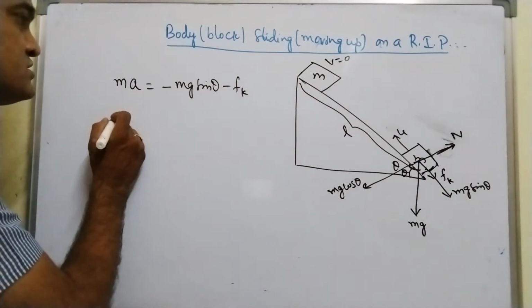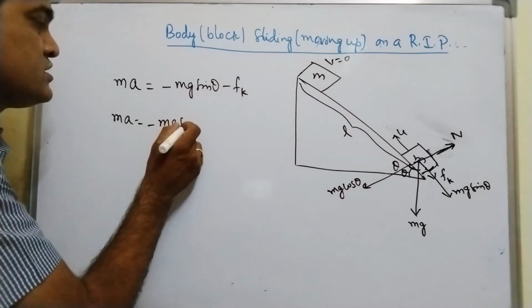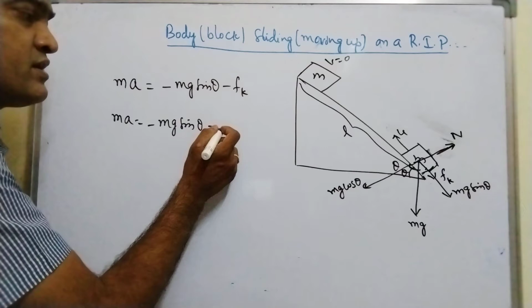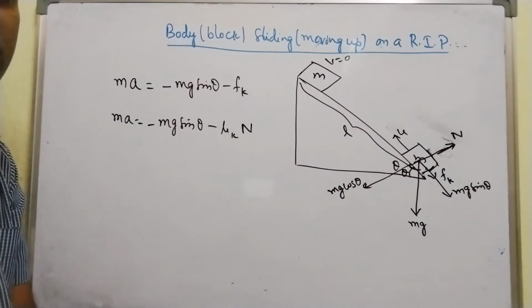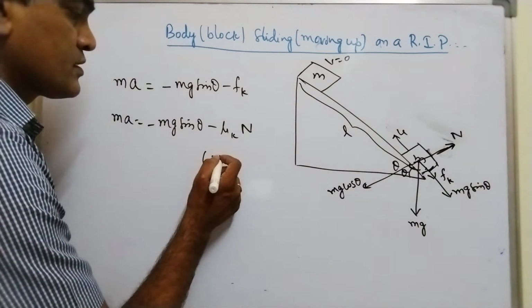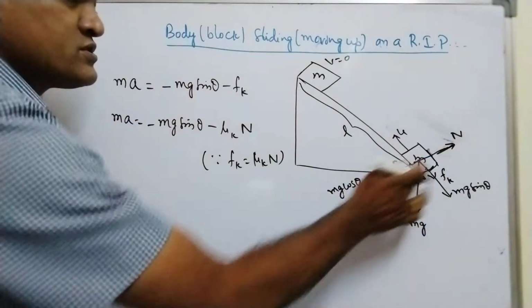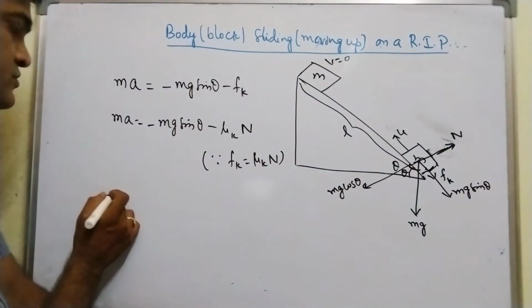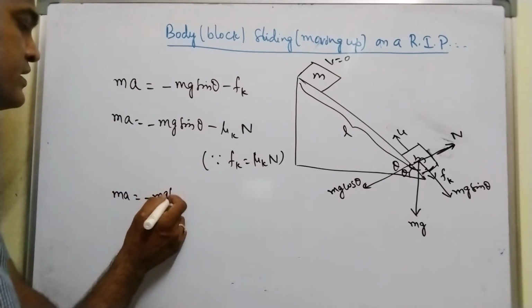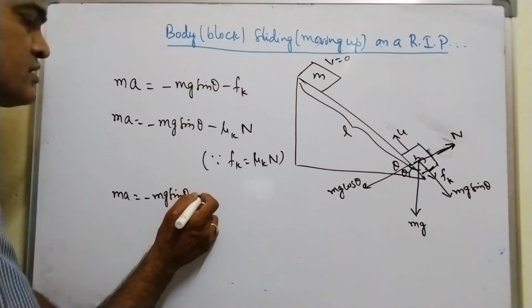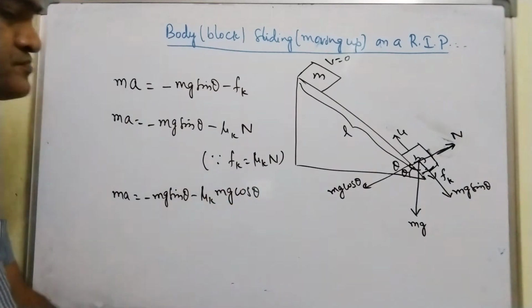Right? So MA is equal to minus mg sin theta minus Fk. The formula for Fk is what? Mu k into N, since Fk is equal to mu k into N. But normal force is balanced by what? Mg cos theta. So I can write this as MA is equal to minus mg sin theta minus mu k into mg cos theta.